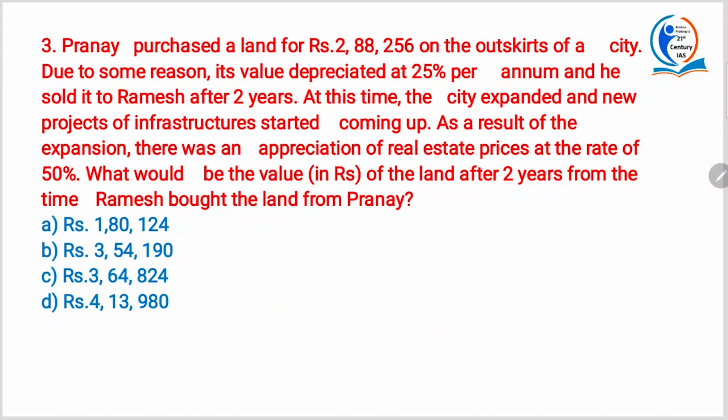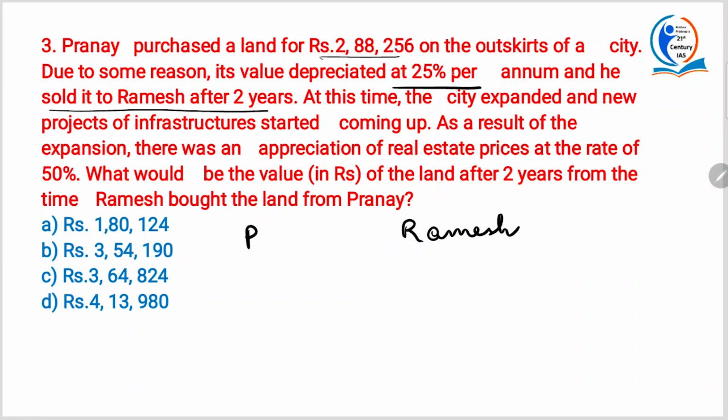Now next question. Pranay purchased a land for this much in the outskirts of a city. Due to some reason, its value depreciated at 25% per annum and he sold it to Ramesh after 2 years. This fellow is Pranay and he is Ramesh. So every year the land is getting depreciated. The value of land is getting depreciated at 25% per annum.